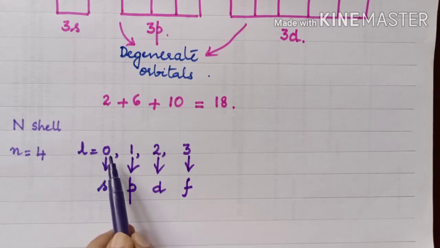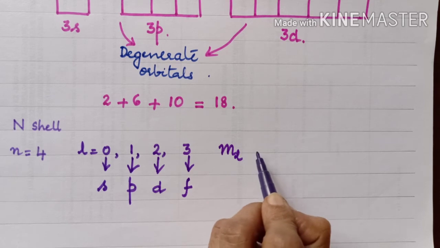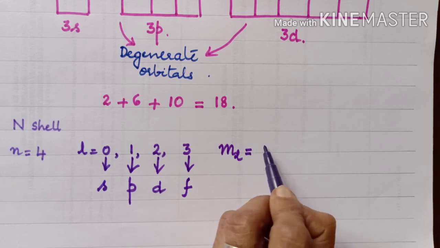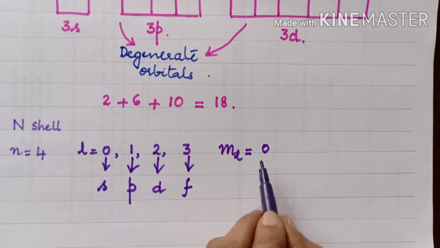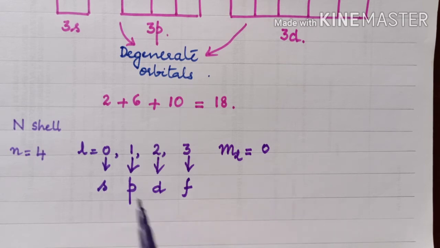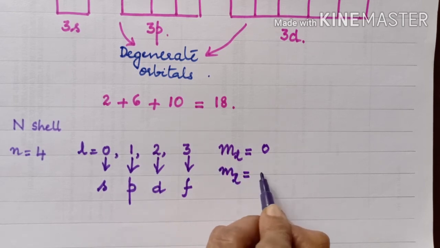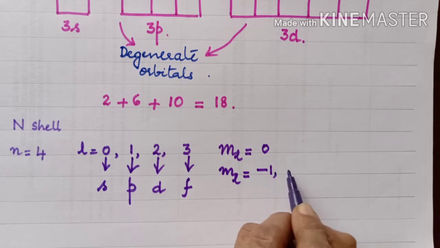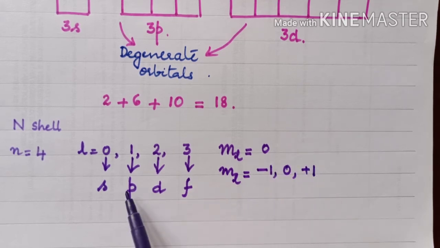When L value is 0, what are the possible values of ML? ML can have only one value, which is 0. That means s is of only one variety. Now coming to L equal to 1, ML can have 3 different values because it goes -1, 0, +1. So p will have 3 different varieties: px, py and pz.